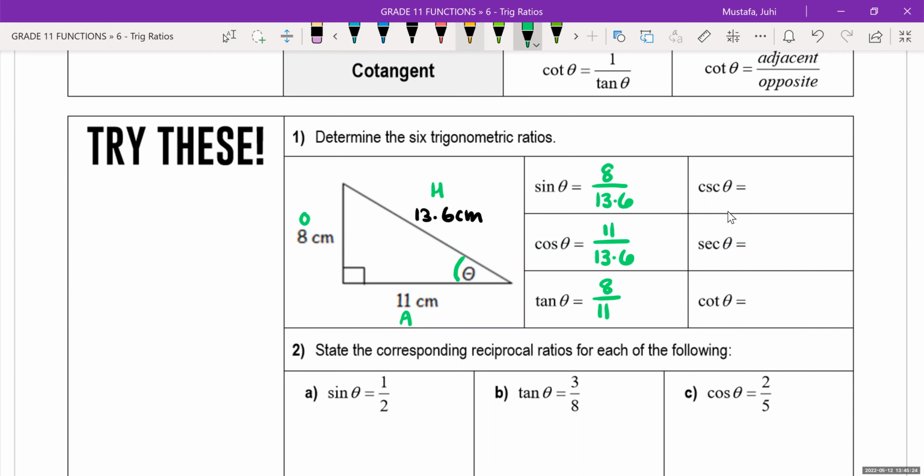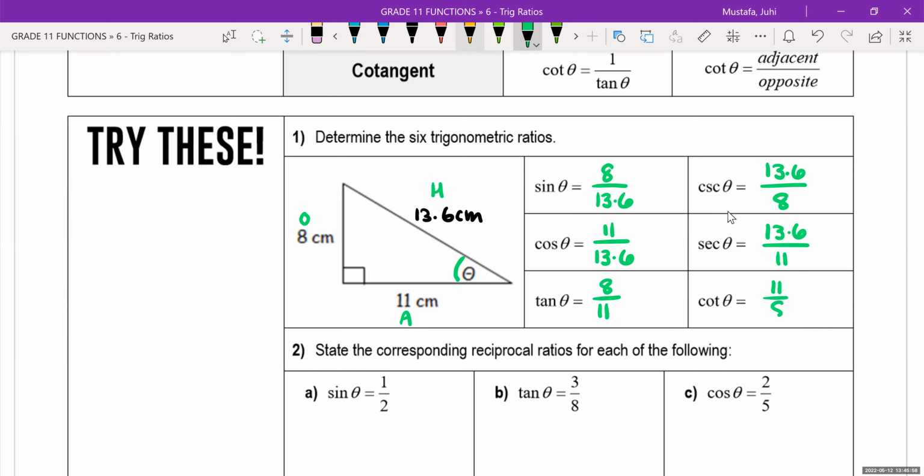For the reciprocal trig ratios, cosecant, you can think of it as the opposite of sine. So if sine theta is opposite over hypotenuse, cosecant theta is going to be hypotenuse over opposite. So it's going to be 13.6 divided by 8. Secant theta is going to be the reciprocal, or the flip, of cosine. So if cosine is adjacent over hypotenuse, secant is going to be hypotenuse over adjacent. And then cotangent is going to be the flip, or the reciprocal, of tangent. So it's going to be adjacent over opposite.